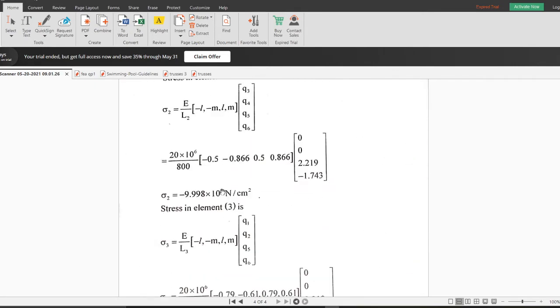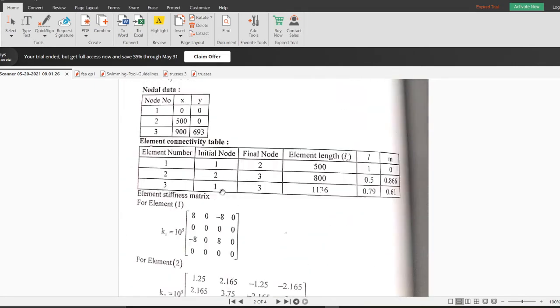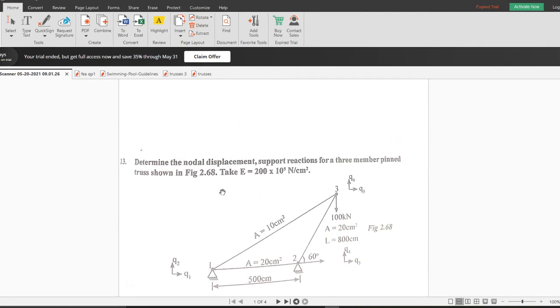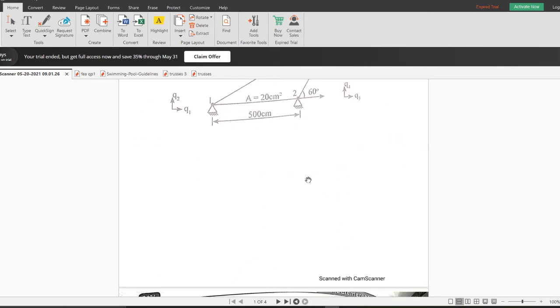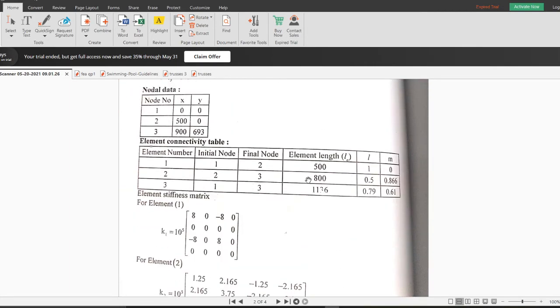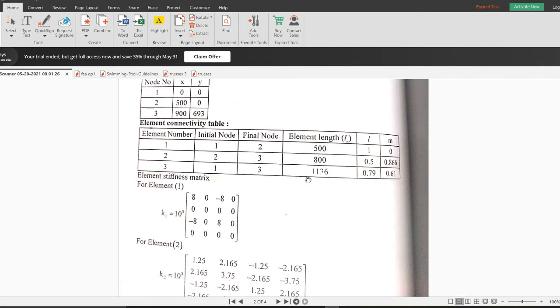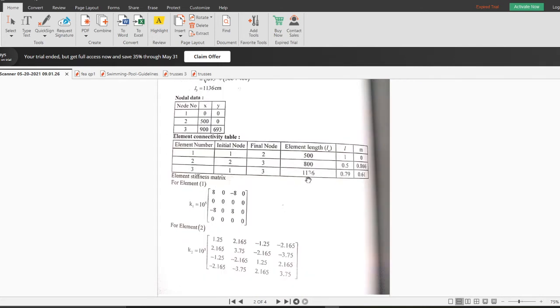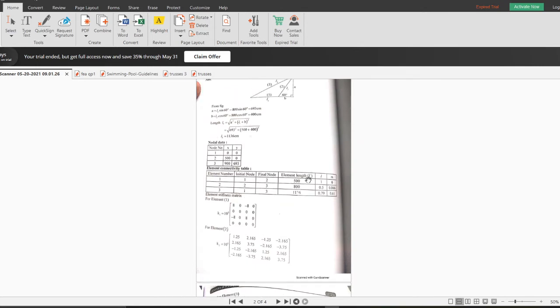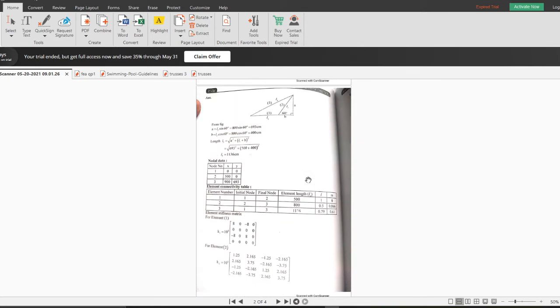Understood? What the question asking actually? Only stresses or reactions? Reactions also you have to find it as usual. KQ minus F. Clear? Yes, sir. All of you understood? Yes, sir. Rest of things you can do it now.